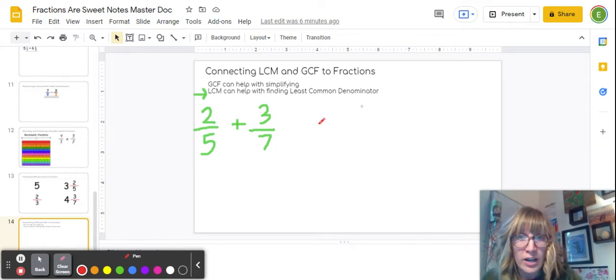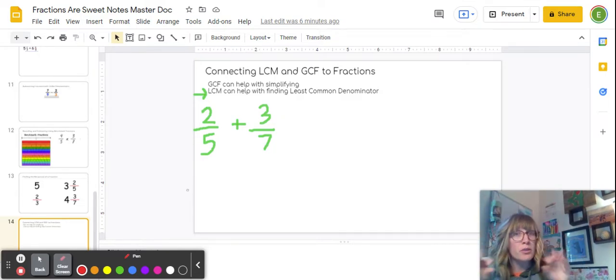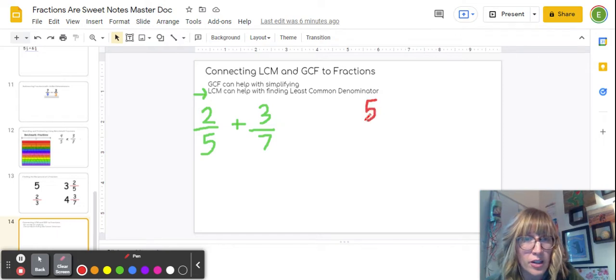So we can use our ladder strategy to help us here. We can also use the listing strategy. You could also use finding the primes of the two numbers, having a prime string, and finding the shared factors. So we'll go ahead and do the ladder strategy just to start here.